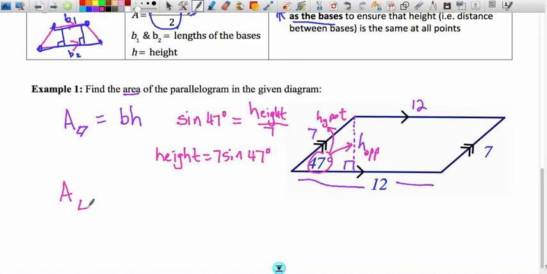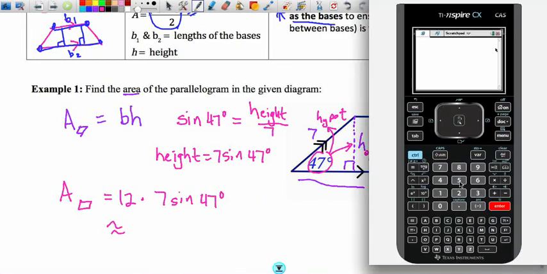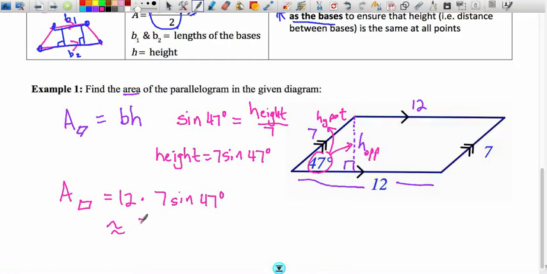The area of our parallelogram, therefore, is base times 7 sine 47 degrees, which we can then approximate. So we will say 12 multiplied by 7 multiplied by sine of 47, and we get 61.43, correct to 2 decimal places. So 61.43. Technically what we should do is say square units, because we are talking about an area and we did not have any units given.